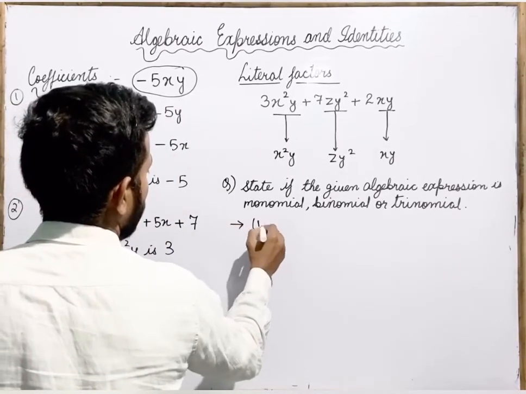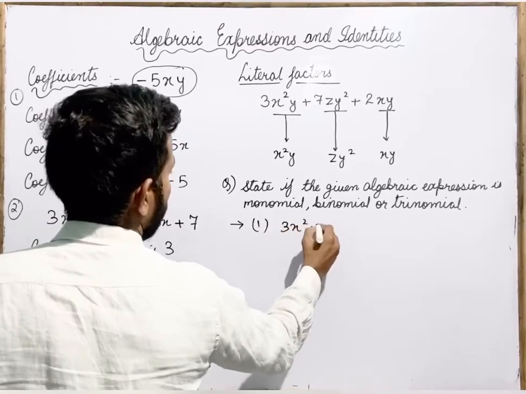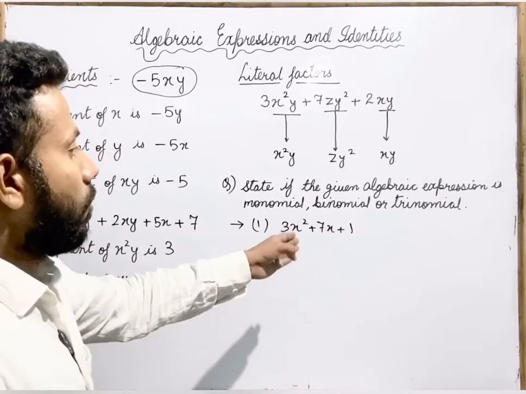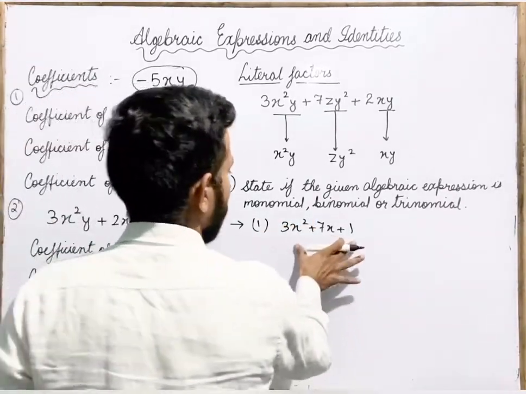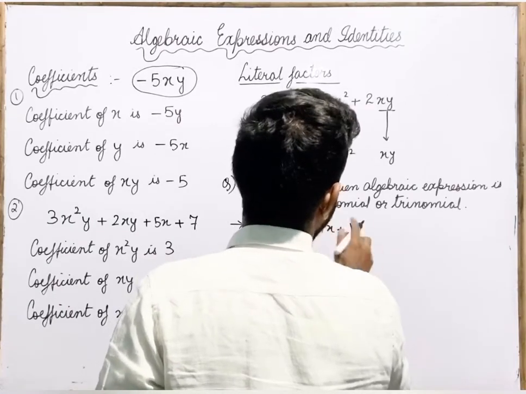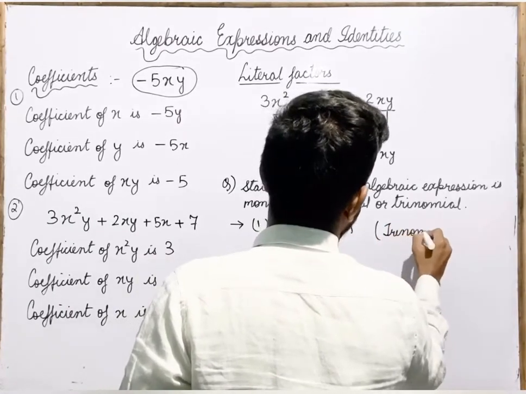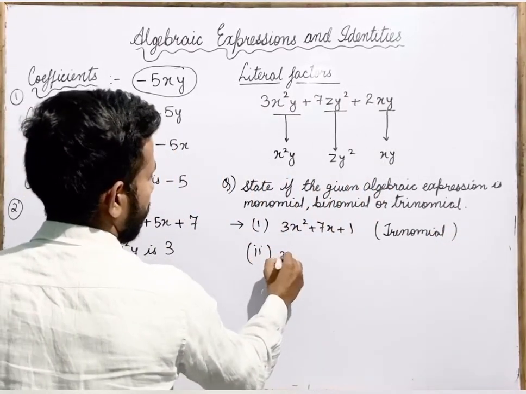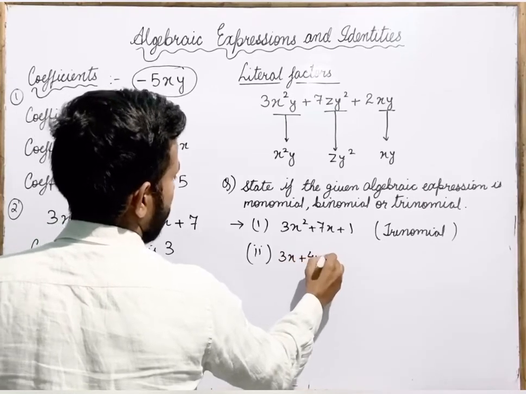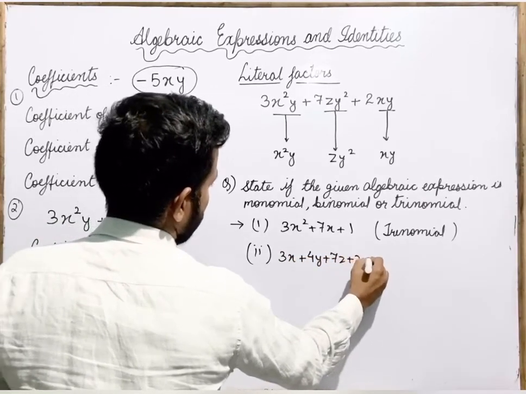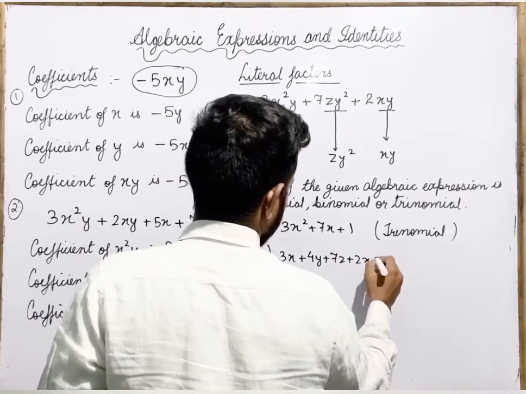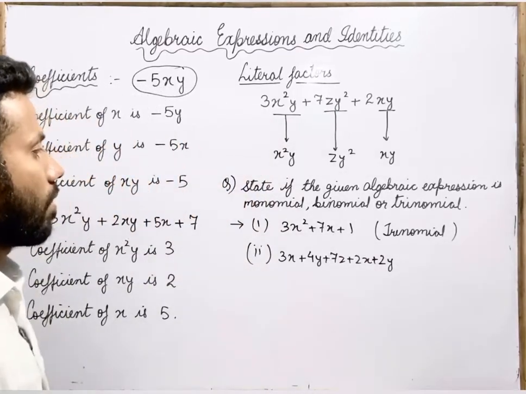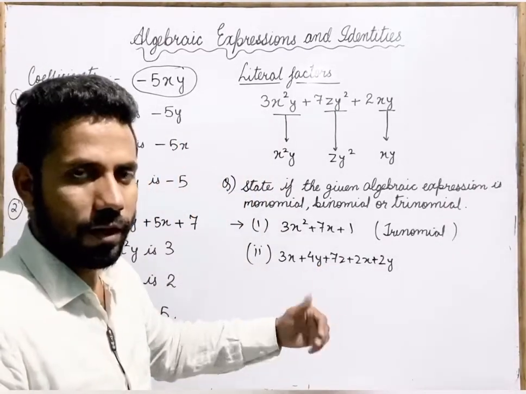The question is 3x square plus 7x plus 1. So is it a binomial, trinomial or monomial? Very simple. Three terms, three different terms with different literal factors. So this is a trinomial. Number 2, 3x plus 4y plus 7z plus 2x plus 2y. So there are 5 terms, pentanomial.